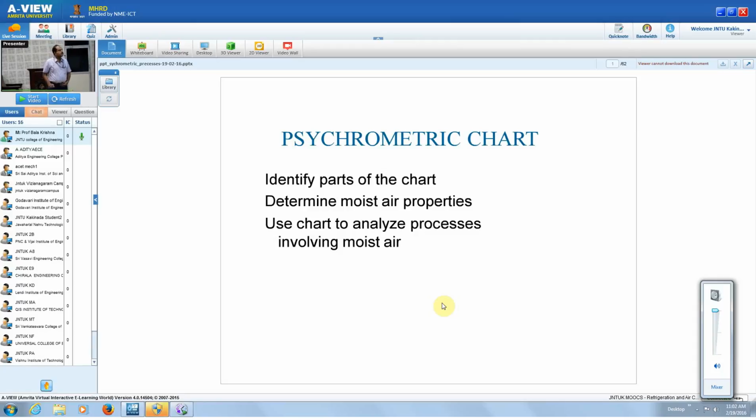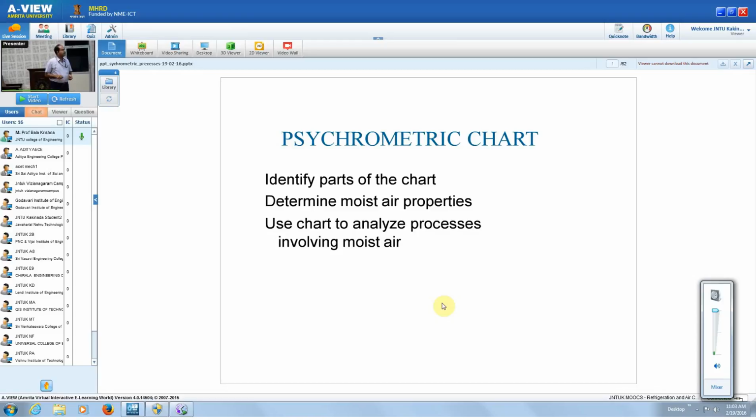In the last class, I discussed air conditioning and the psychrometric processes. In this class also, I will go through what we discussed initially. I think you know what the psychrometric chart is, what the psychrometric terms are, and how you can take the values from the psychrometric chart.